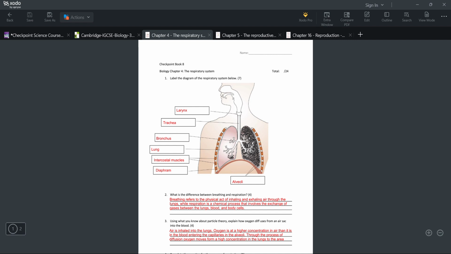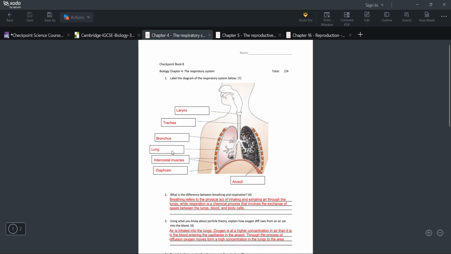Okay, so the first one is the one you wrote last week on the respiratory system. The first thing is a label diagram of your respiratory tract. The first thing you've got is your larynx. You can also call it your voice box, your trachea or your windpipe. Then you've got your bronchus. This is where your trachea splits into two branches here.